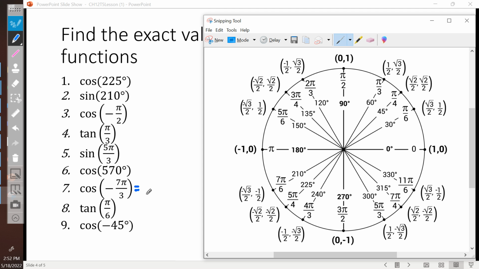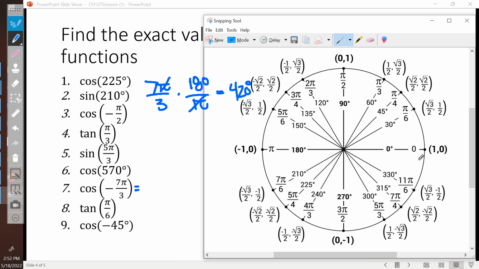Number 7, cosine of negative 7 pi over 3. So you'll notice 7 pi over 3 is not on here. So let's turn it to degrees and see what it is. 7 pi over 3 multiplied by 180 over pi. 7 times 180 is 1260 divided by 3. So this is a 420-degree angle, which is larger than 360.